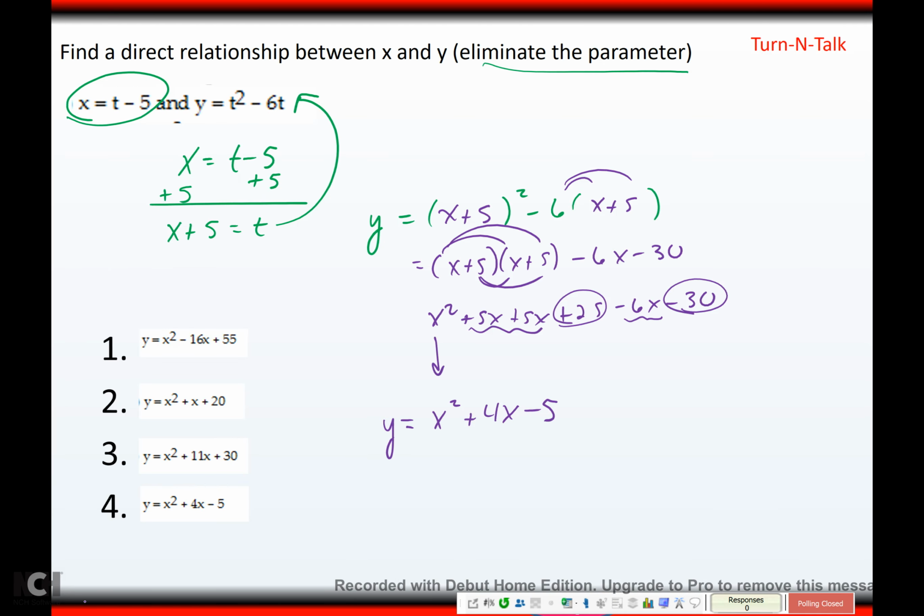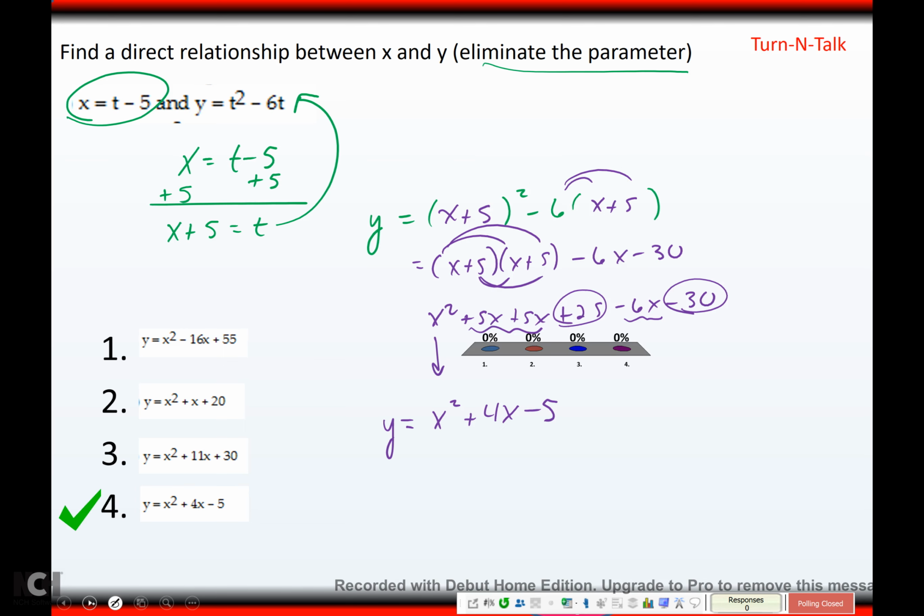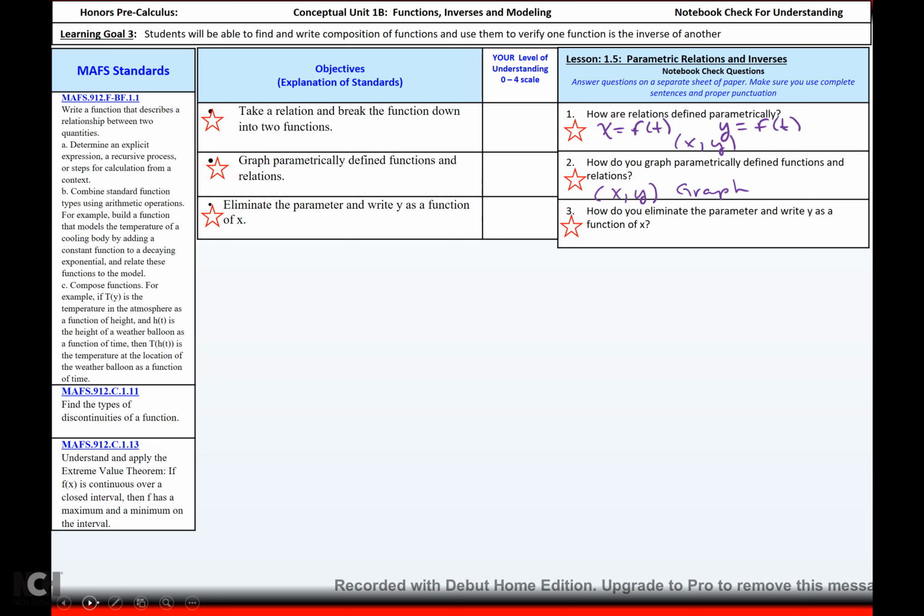Sorry. I hate it when it backs up on me. Come on. You solve one equation for t. Sub into the other. And simplify.